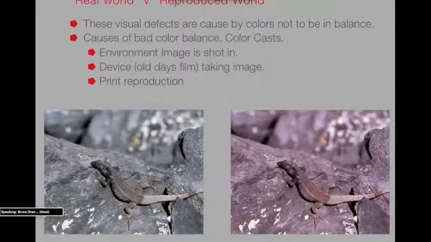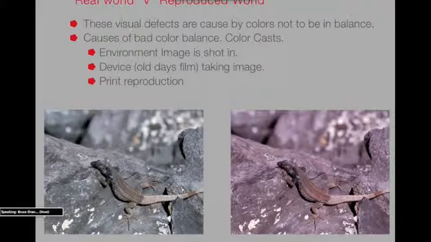These visual defects we see are because the colours we see are not in balance. Now this is often called a colour cast, and it can be caused by many different things. It can be caused by the environment. In fact, sometimes our brains will trick us into seeing something that we want to see, even if we take a photograph and it will look actually different in the real world.